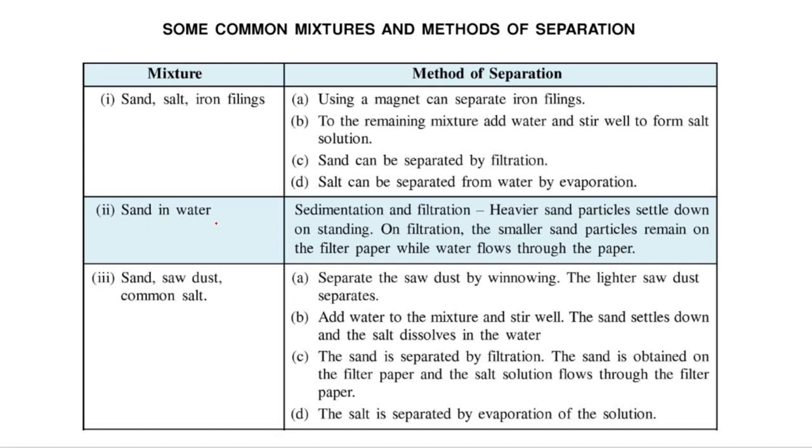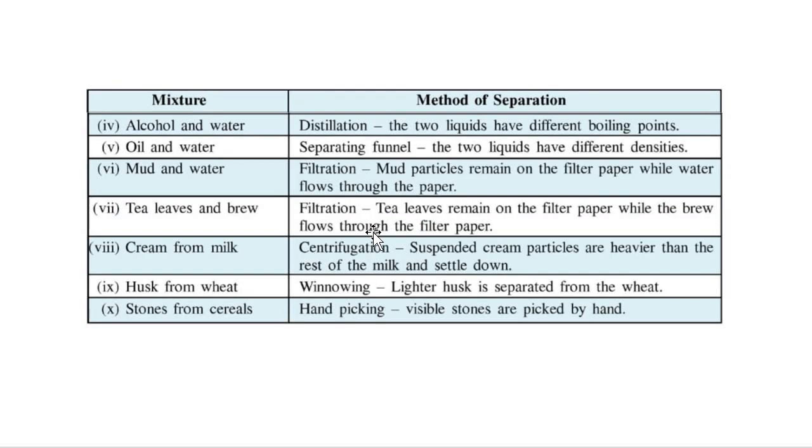Next, what about sand in water? Of course, we have to use sedimentation and then filtration. Next, what if we have a mixture of sand, sawdust and common salt? First, separate the sawdust by winnowing. Next, add water to the mixture and stir well. The sand settles down and the salt dissolves in the water. The sand is separated by filtration, and finally the salt is separated by evaporation of the solution. This is very important even for Olympiad exams, students.